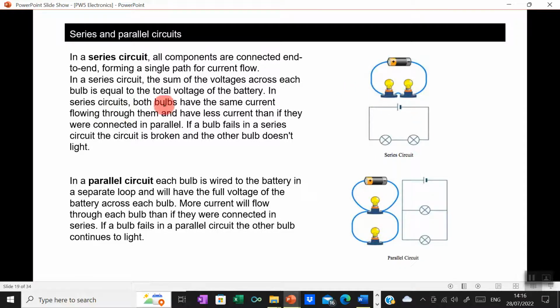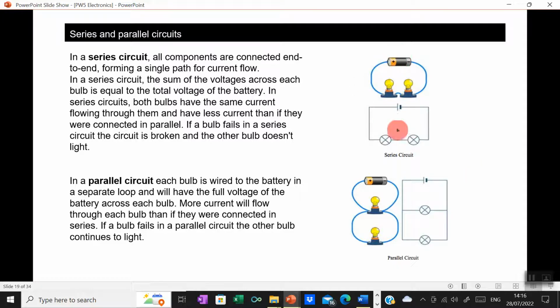In a series circuit, both bulbs have the same current flowing through them and have less current than if they were connected in parallel. Because the voltage is essentially halved, they'll both have the same current flowing through them, but they won't have as much as can be provided by the battery. If a bulb fails in a series circuit, the circuit is broken and the other bulb doesn't light. So for example, if this bulb burns out, then this bulb is not going to light. So the circuit essentially will be broken.